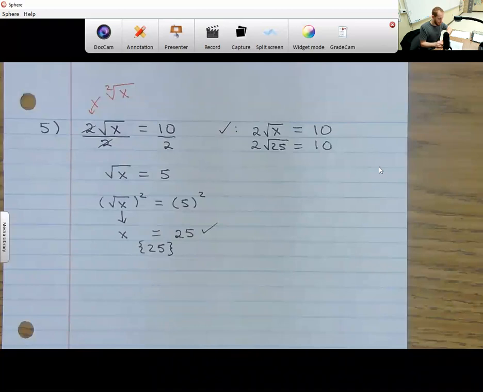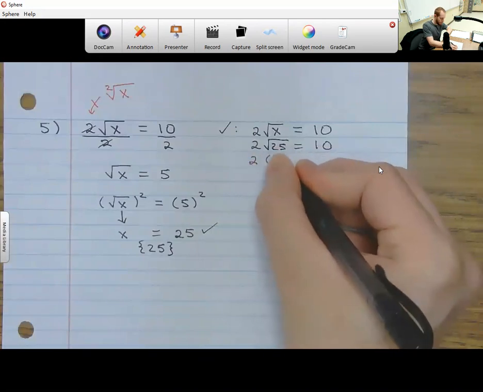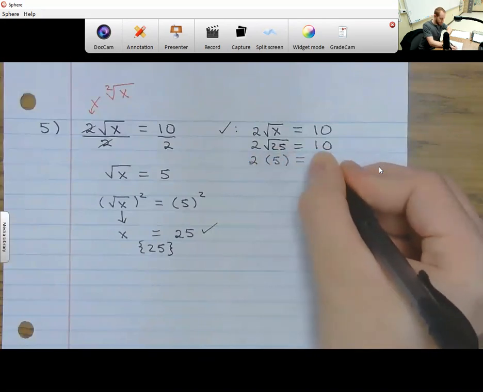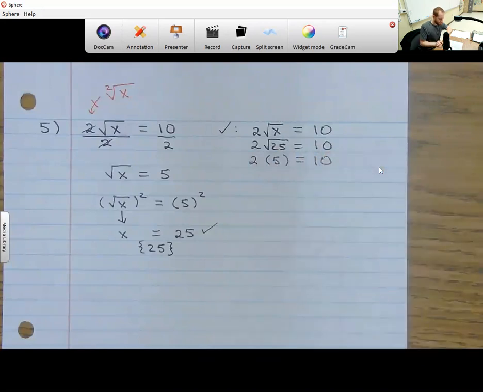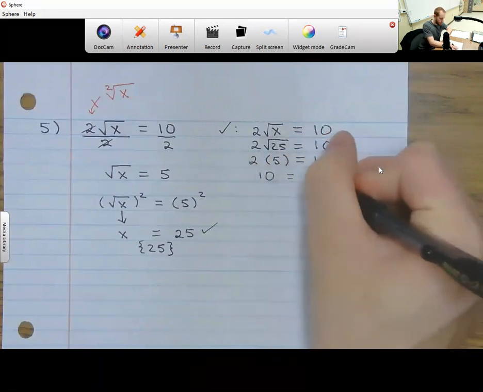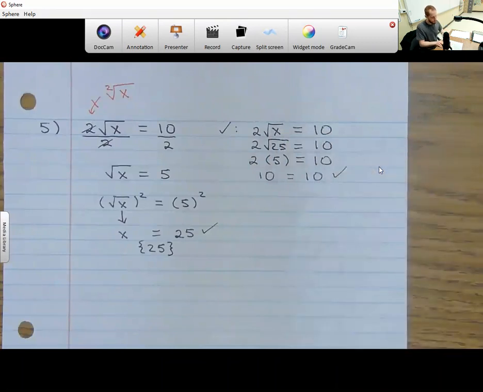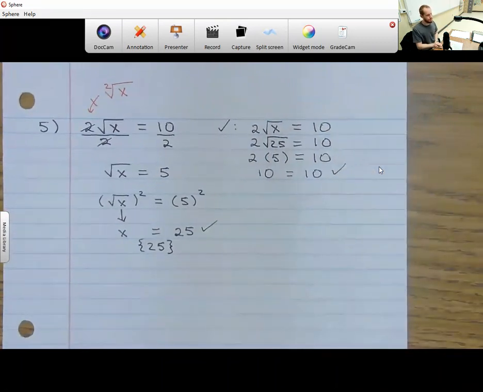And now I take the square root of 25. Then I'm going to multiply it by 2. So I get 2 times 5 is equal to 10. Is that true? Yes. So this answer is going to work out. Okay. That is number 5. I'll leave that up there for about a minute.